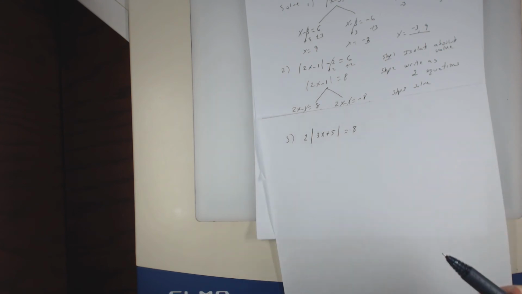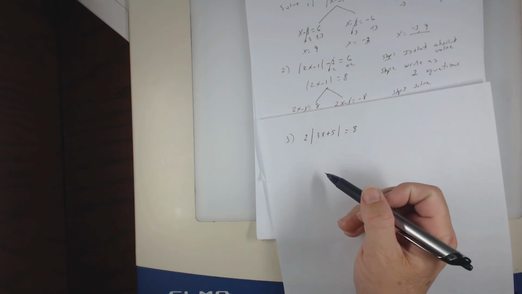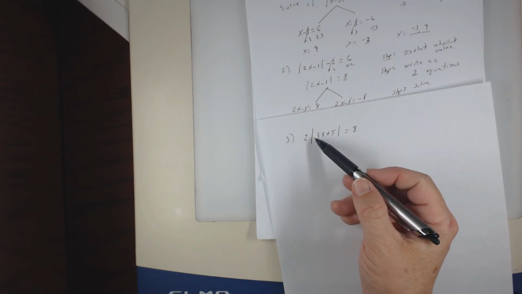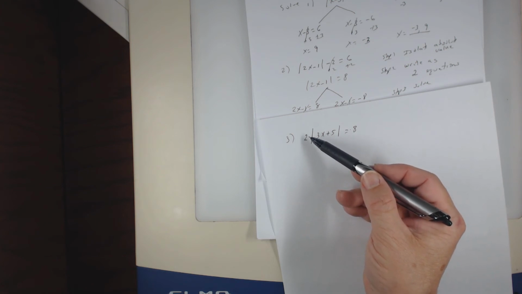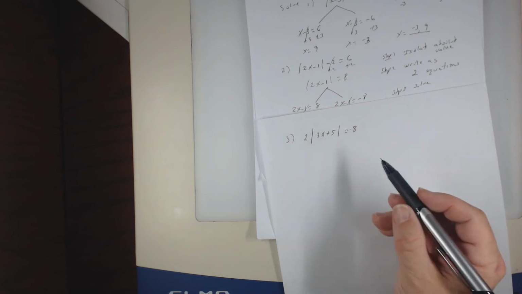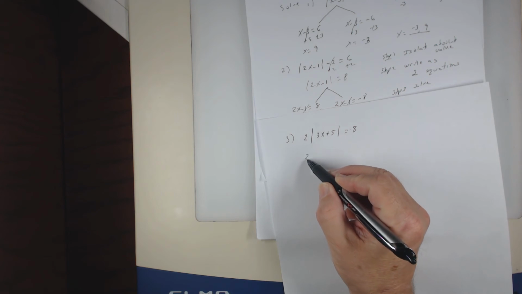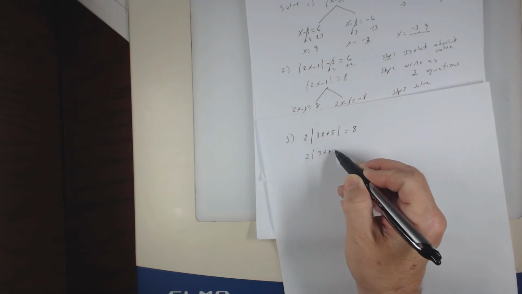Remember, everything was similar. Radical equation, you get the radical by itself. Absolute value equation, get the absolute value by itself. So I don't have the absolute value by itself here because there's 2 on the outside. Right now I'm multiplying by 2. What's the opposite of multiplying by 2? Divide by 2.